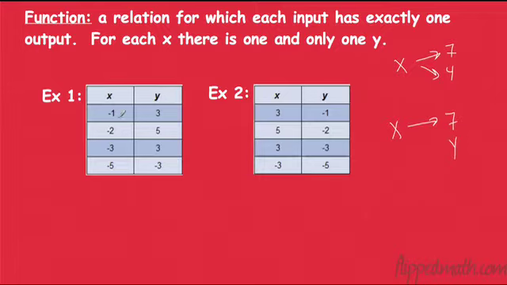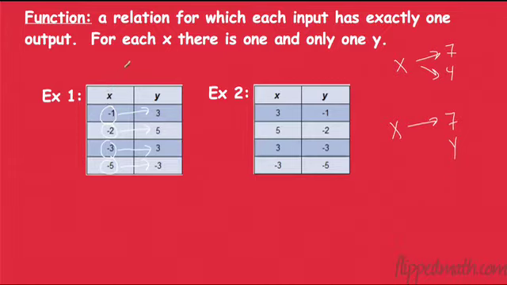So if we take a look here, let's take a look. For x is -1. There's only one -1. It only goes to the value of 3. For x is -2, it only goes to the value of 5. For the x here, it only goes to 1 y. For this x, it only goes to 1 y. It doesn't matter that the y's are repeated or whatnot.